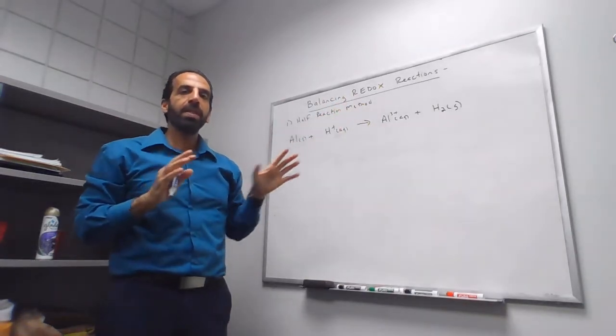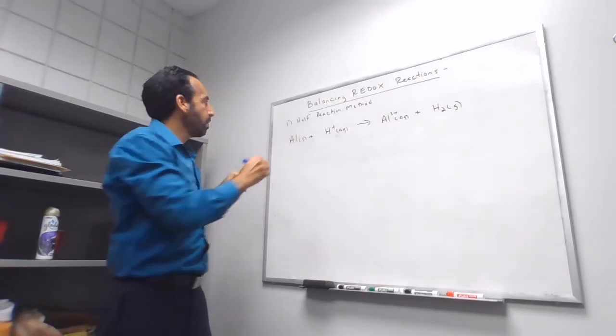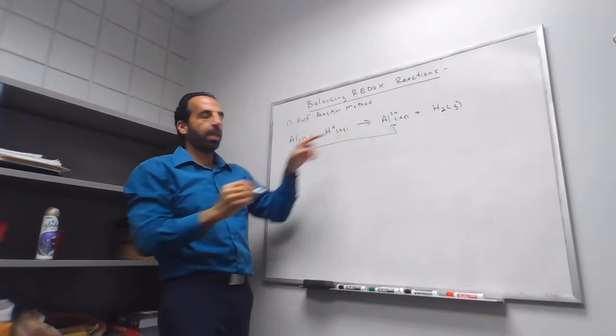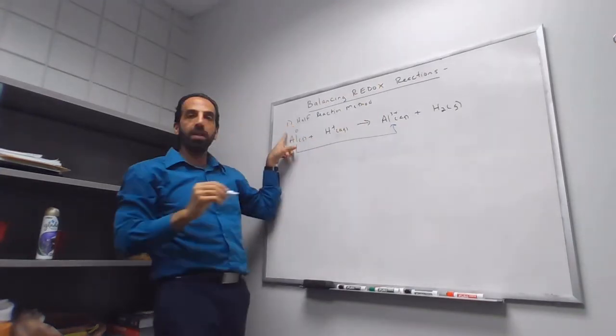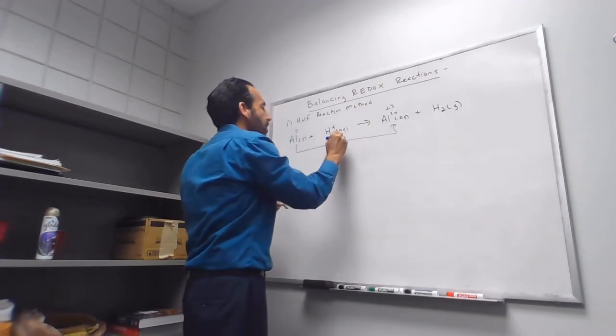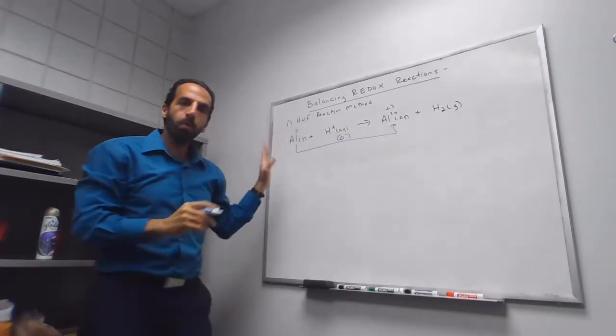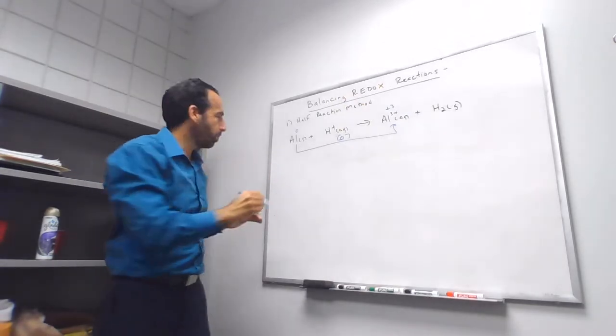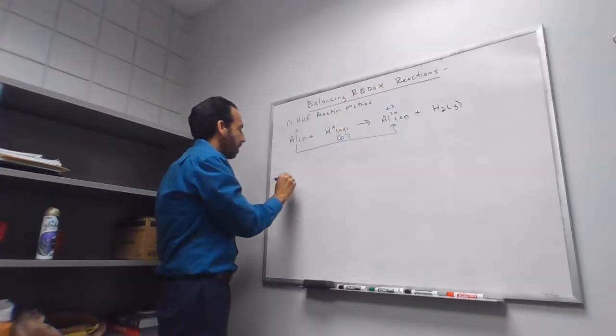So a couple of things with this one: I got aluminum and it goes to aluminum positive 3. So again, aluminum starts off at 0, that's its oxidation number. Now it's positive 3, so it's oxidized. So that's going to be one half reaction. When I do half reactions, I have one that's oxidized and one that's reduced. So this is the one that's oxidized.